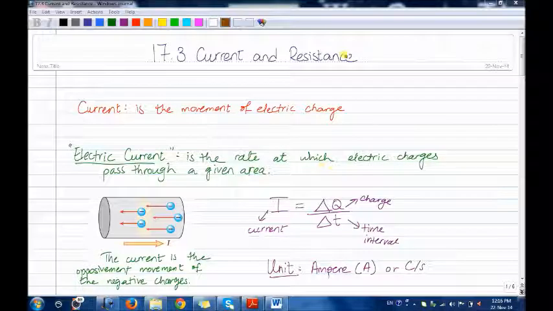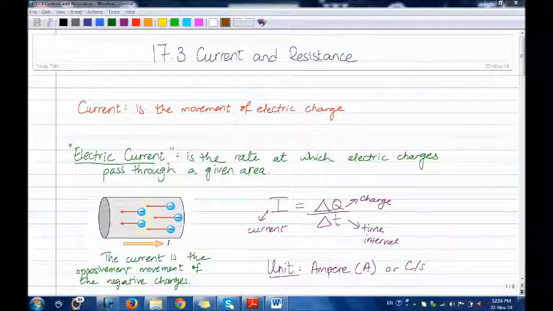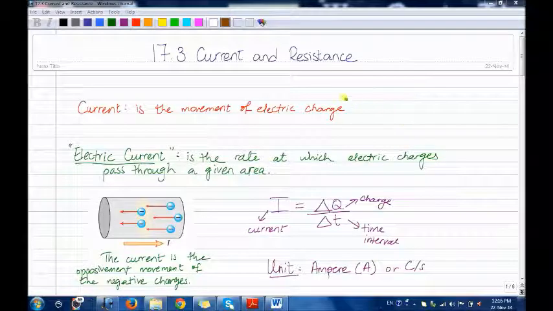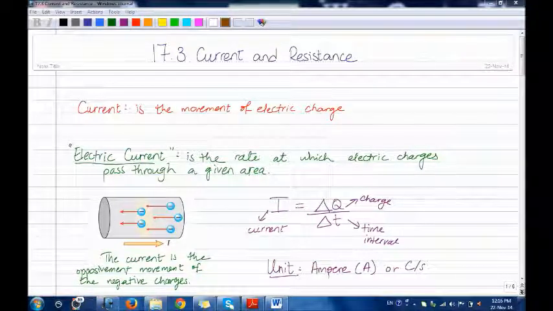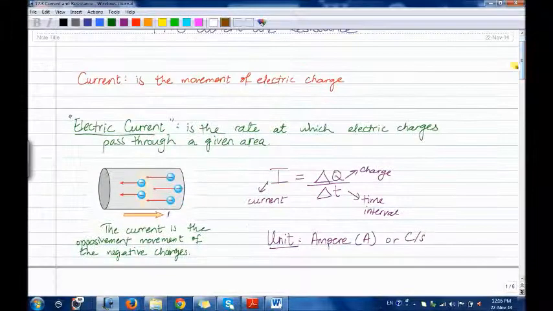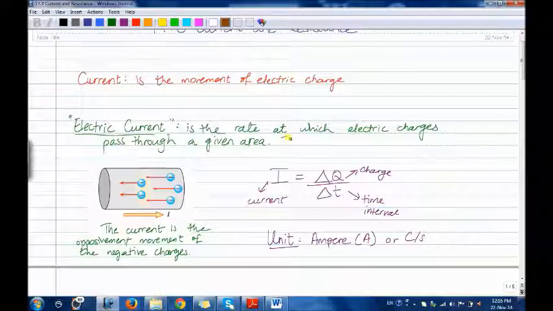Today I'll be explaining 17.3, current and resistance. Now, what is current? Current is the movement of an electric charge. Electric current is the rate at which electric charges pass through a given area. The formula is I, so electric current is represented by I. I equals delta Q, which is the charge, over delta T, which is the time or time interval.